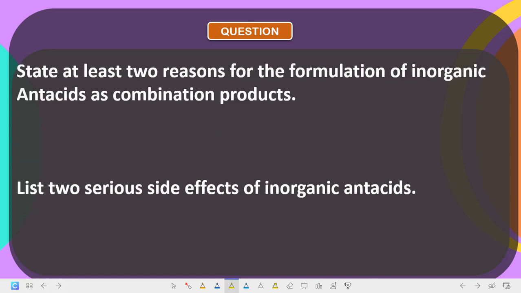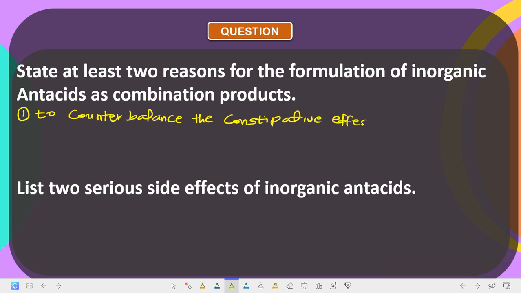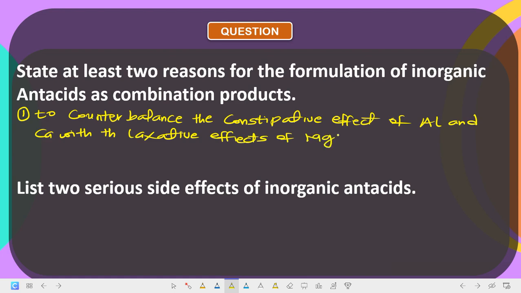Now the next: state any 2 reasons for the formulation of inorganic antacids as combination products. One is to counterbalance the constipative effect of aluminium and calcium with the laxative effect of magnesium.